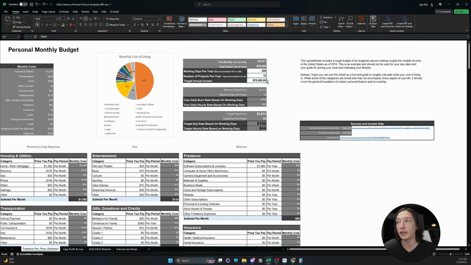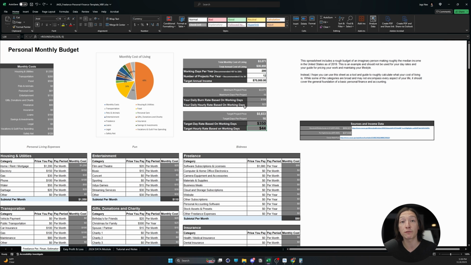Now, this last value that we can change is our target annual income, which is how much money we actually want to make. And if we kept this at the median household income, which is pretty reasonable depending on where you live, and if we look at the bottom values right here, we can see that our target project price should be about $6,000, $5,833, and we'd spend 16 days per project. Our working day rate would be $350 per day, or our working hourly rate would be about $44 per hour. That's awesome. That's solid. That's great.